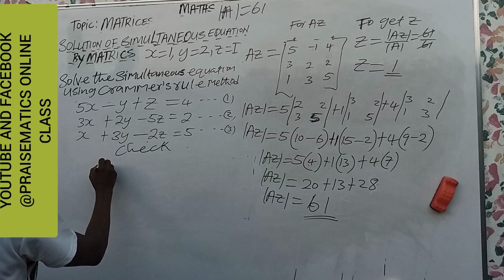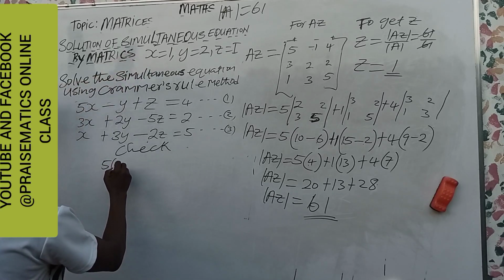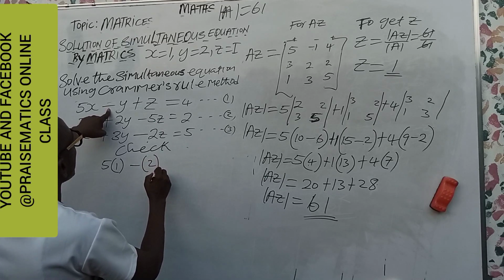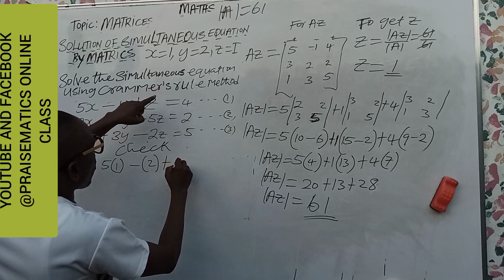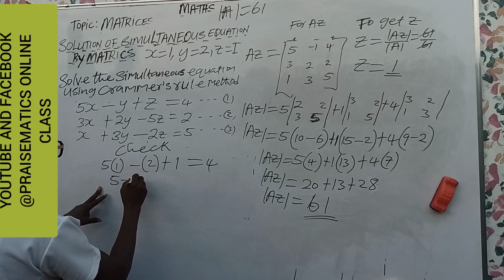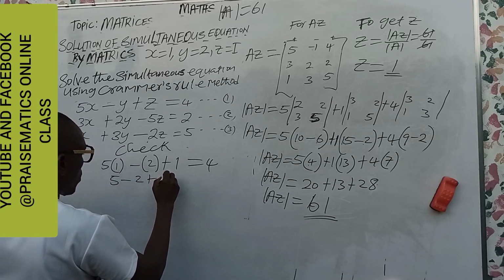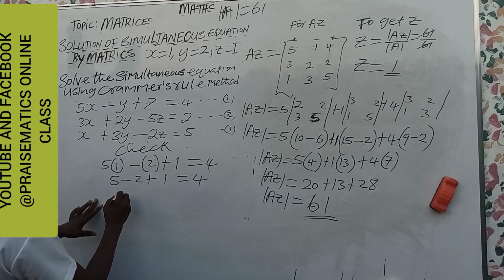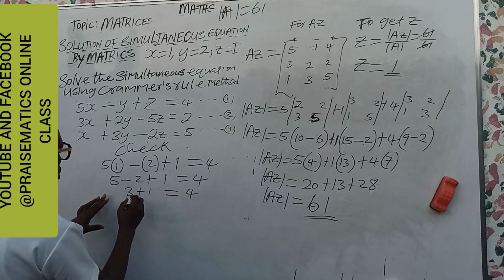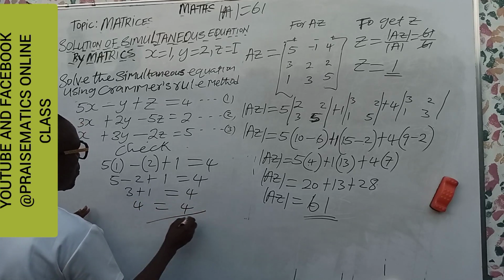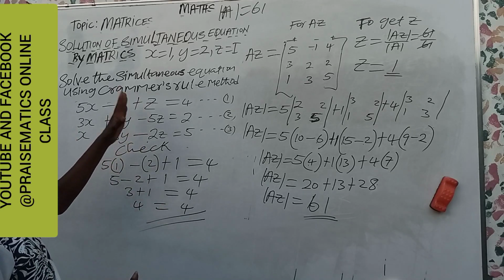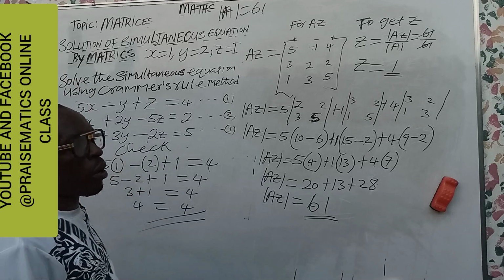So from this equation, 5x minus y plus z, where x is 1, put 1, close it, minus y, which is 2, close it, plus z, which is 1. Is it equal to 4? So what do we have? 5 times 1 minus 2 plus 1. Is it equal to 4? We have 5 minus 2, which is 3, plus 1 is equal to 4. So 4 is equal to 4. That means x, y, z is the perfect solution of this question on the board.